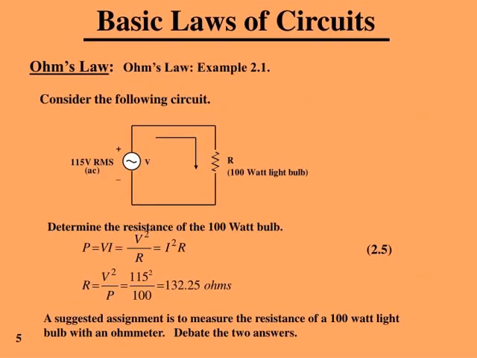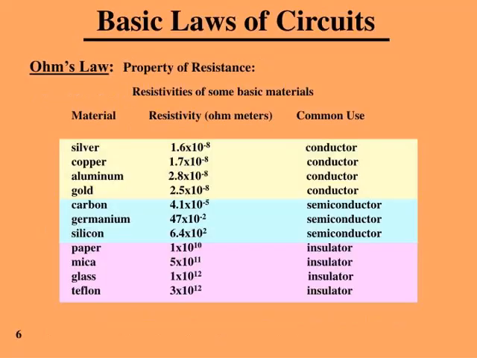Here is a simple circuit where we connect a voltage source of 115 volts to a resistance of 100 ohms. It is directly connected to the resistor, and we can apply Ohm's law, which forms the basic law of this electric circuit, and calculate based on the formula. Based on the formula, we have got the result as 132.5 ohms. So this is a simple calculation.